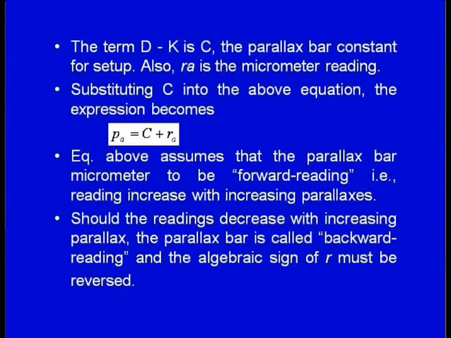R A. The equation above assumes the parallax bar micrometer to be a forward reading, that is, reading increases with increasing parallax. Should the readings decrease with increasing parallax, the parallax bar is called backward reading and the algebraic sign of R must be reversed. With this, the parallax bar is now set for measurements. So, let us start taking the measurements.